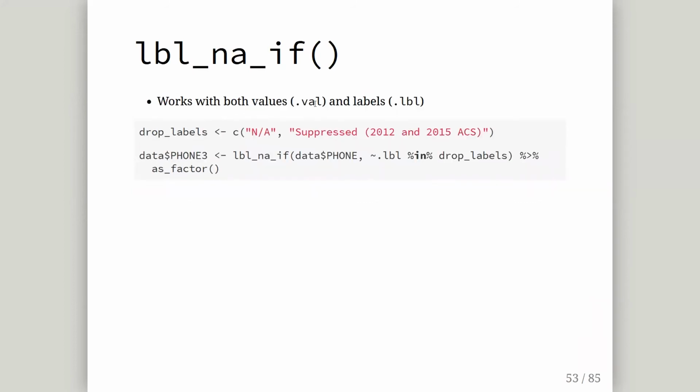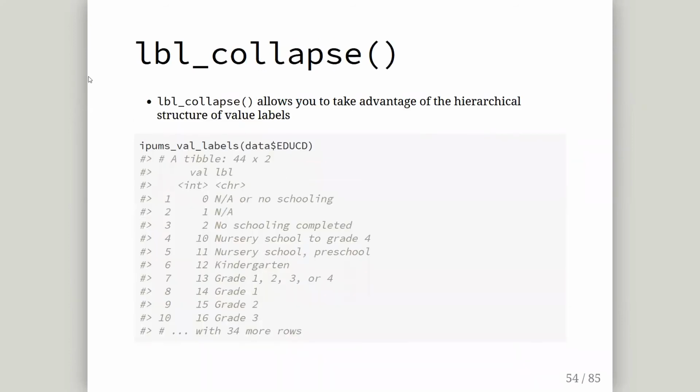So LabelNA works with both the .val and .label special variables. So to accomplish the same thing, we could create a vector here of the actual labels that we want to recode to missing. And now we've created a phone3 variable, a new variable where we recode phone to missing if the label is in one of these dropped labels here. So that's LabelNA. Another one is label collapse.